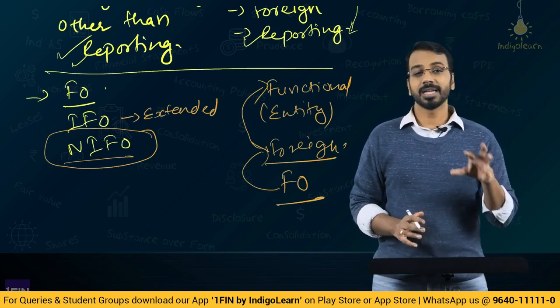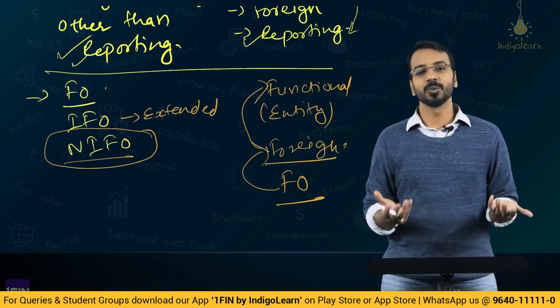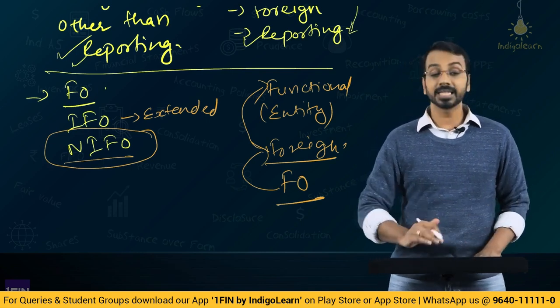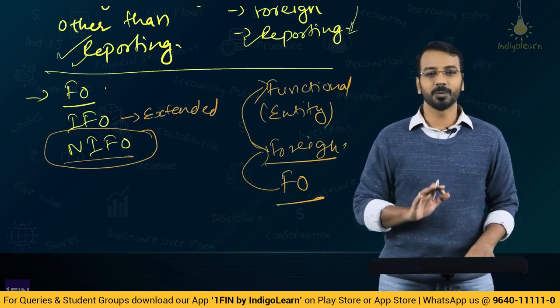If the foreign operation has a functional currency which is same as the functional currency of the entity, then there is no need for translation. So, translation approaches are different under AS 11 and Ind AS 21.